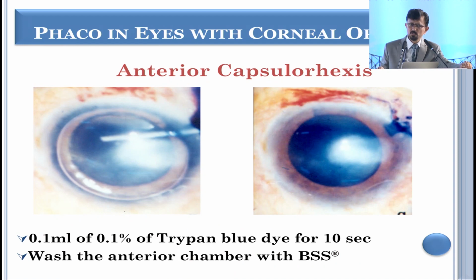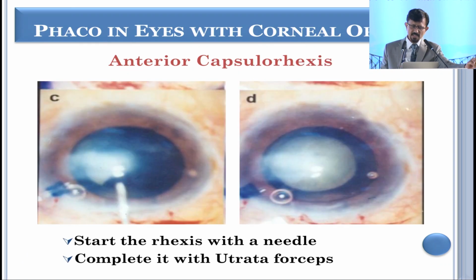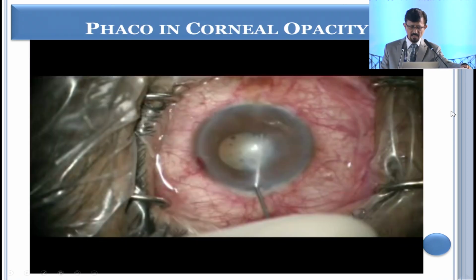Trypan blue has been used for almost, if I remember, '97, '98 when it started, and for white cataracts to do the rhexis it is used. But if you have a corneal haze or opacity, use it for a longer period. Why? Because it not only helps in doing the rhexis, but it also helps you to see the capsular edge when you are chopping the nucleus, because of the corneal haze, it is difficult.